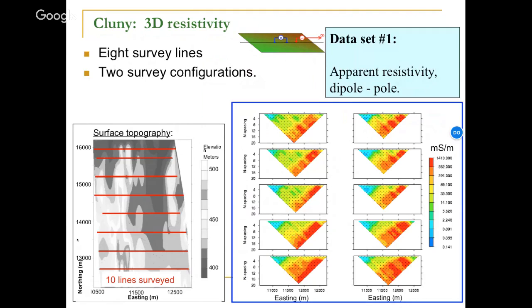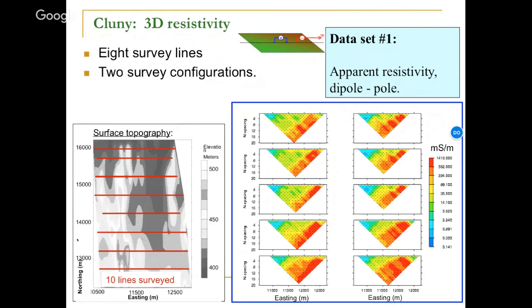So each of these lines of data was a pole-dipole experiment. One end of the current wire was run a couple of kilometers off the end here. So we had a pole, and then we measured the electric potentials along these lines. What you're seeing here are the pseudosections that I was just talking about on each of these lines, with the following geometry, which is a dipole-pole, which means that the electric potentials were on this side and the current source was on here.